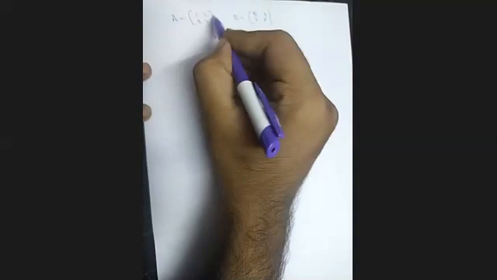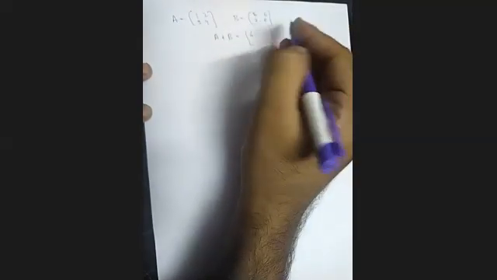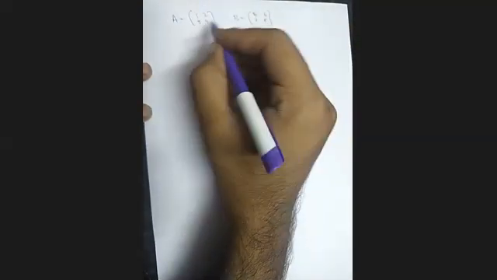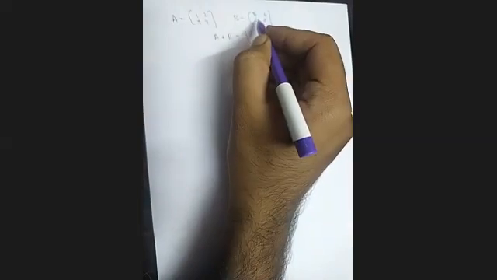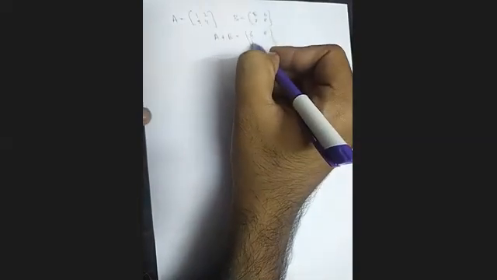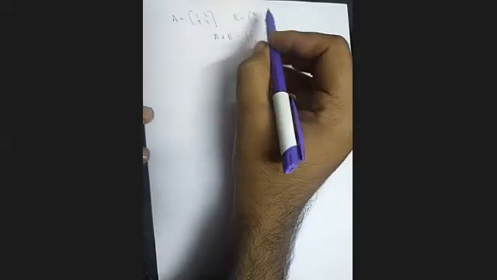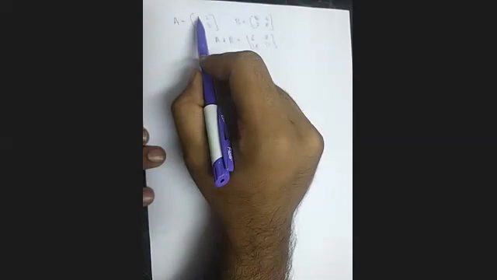1 plus 5 will be 6. 6 plus 2 will be 8. 3 plus 7 will be 10. 8 plus 4 will be 12. So we will add the same array of elements. Okay.